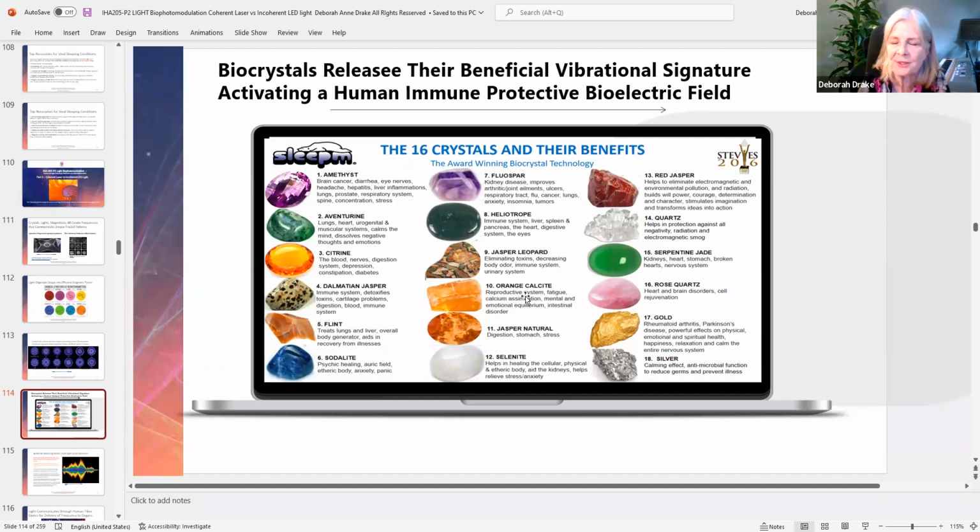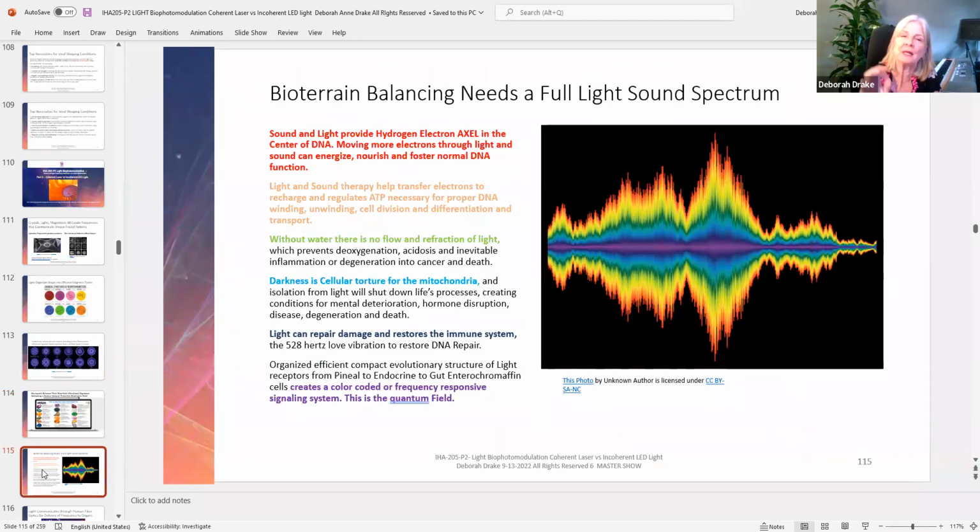We'd put orange calcite in the body to help with calcium assimilation. We'd put heliotrope over the pancreas for digestion. So there are very different stones that emanate these different patterns, okay? And those patterns can be detected with light therapy that can tell what frequency bandwidth has the color in.